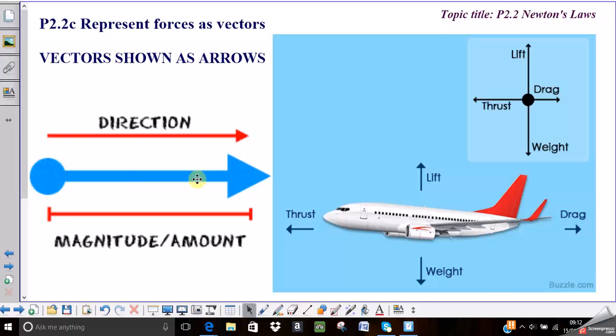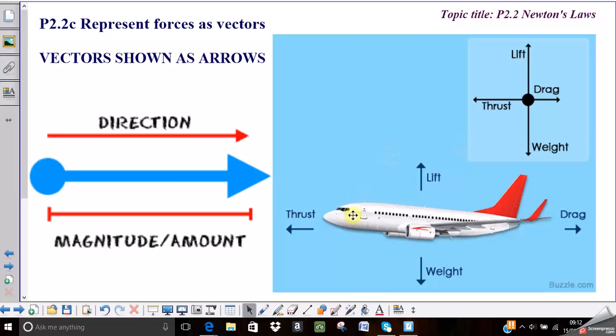The length of the arrow will show us the magnitude, the amount, how big that force is, and in the situation of forces, because this can also be velocity and acceleration, but we'll stick to forces for the moment. So the length of the arrow shows us how big that force is, and then the tip of the arrow shows us the direction of that specific force. So these vectors are shown as arrows.